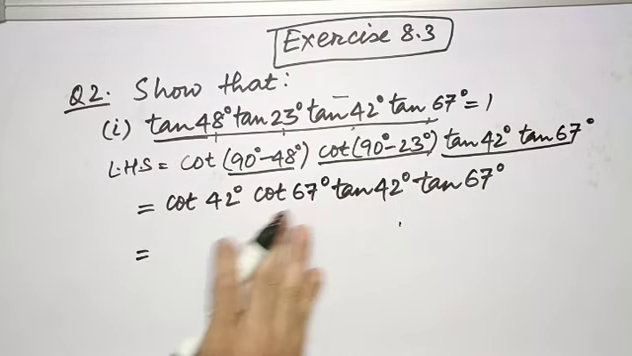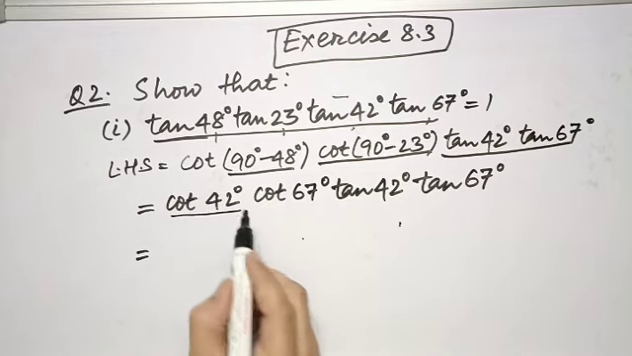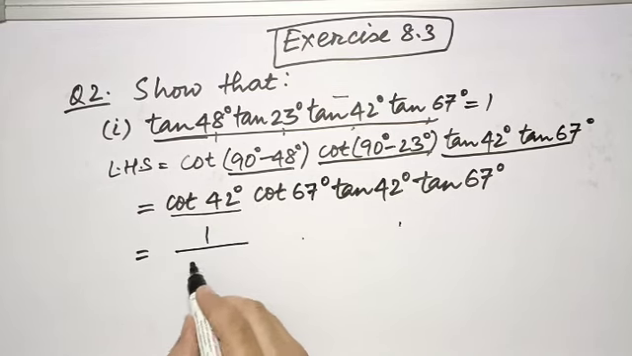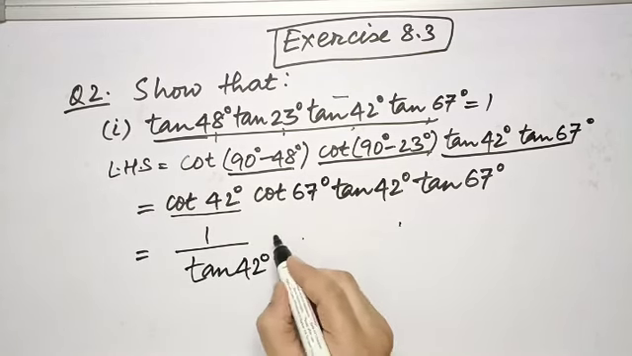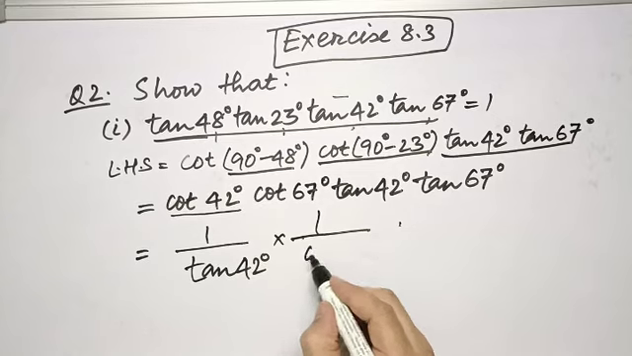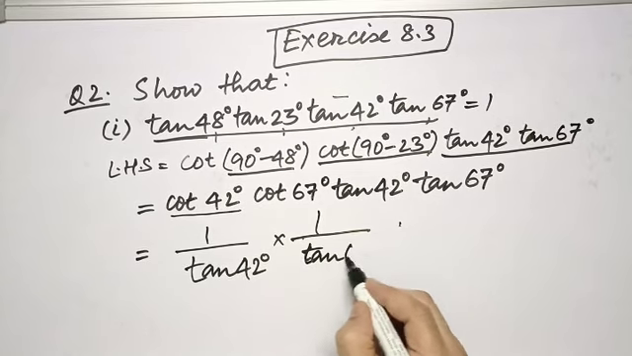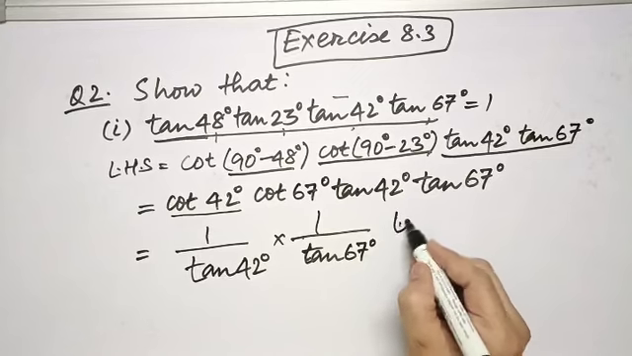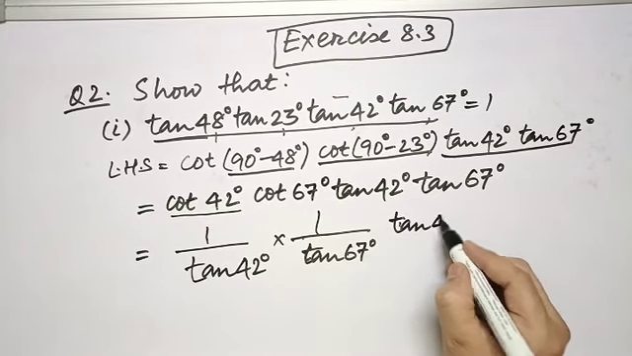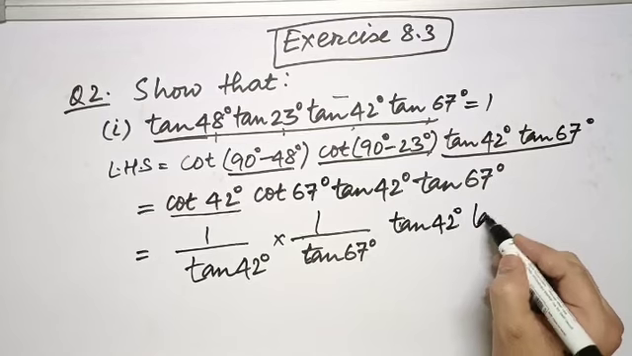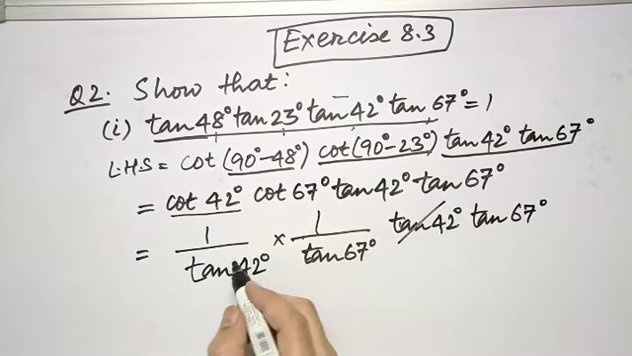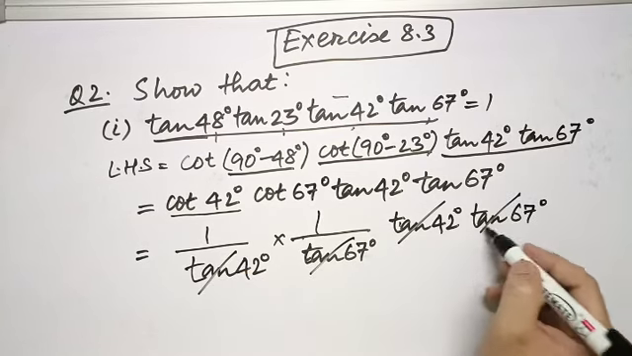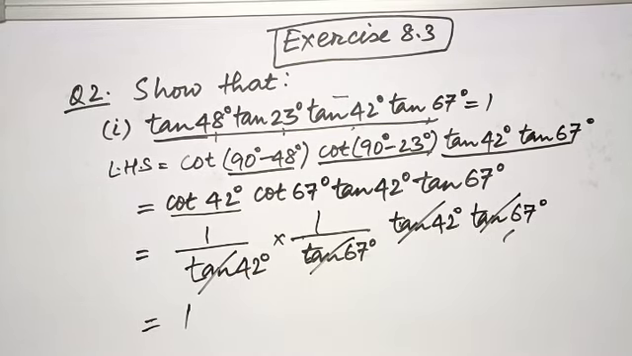Okay, now in place of this cot, I'll write it as 1 by tan 42 degree. Similarly, let me write this cot as tan 67 degree, and this tan is going to be tan 42, and this fourth one is going to be tan 67. Now it's very easy, you can cancel these two, that is 1, and this 2, 1. Ultimately what do you get? 1. And this is your right hand side answer.